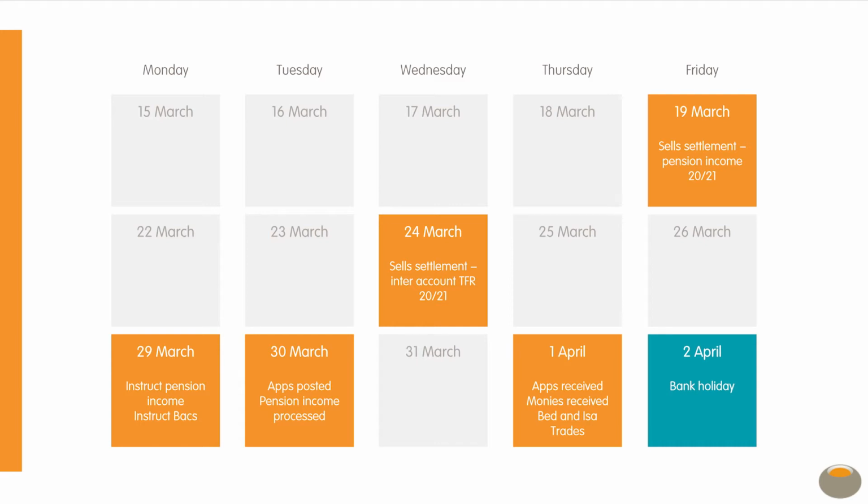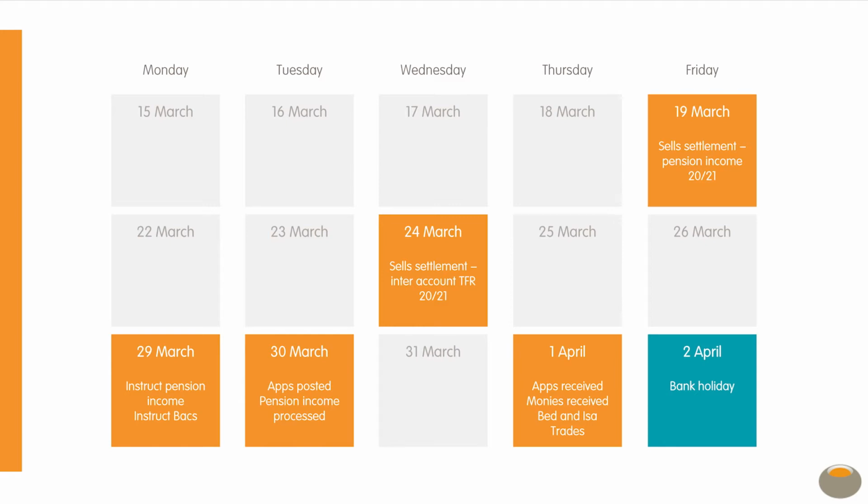The following day, Tuesday the 30th of March, is your last day if you are going to be posting anything via Royal Mail to post applications. It's also the last day that we will actually process pension income for this current tax year. So if we haven't received the instruction on Monday the 29th, we won't be able to process it on Tuesday the 30th of March, and therefore it would fall into next tax year for the 2021-2022 year.